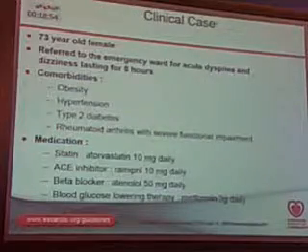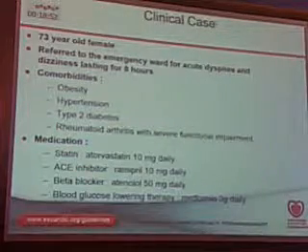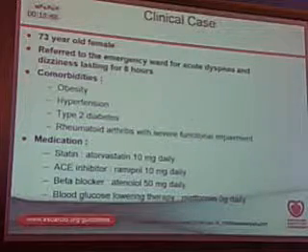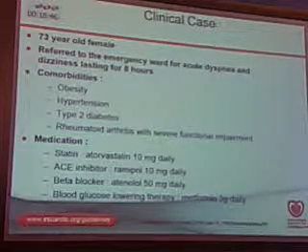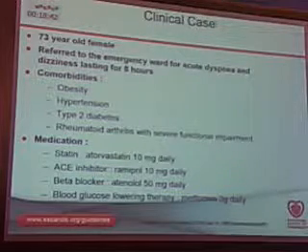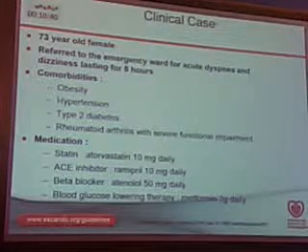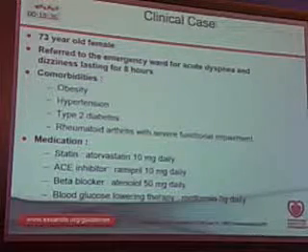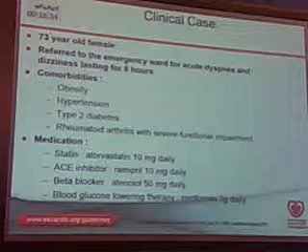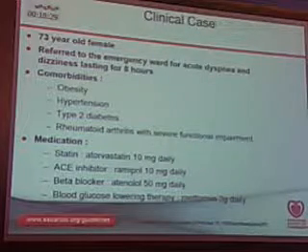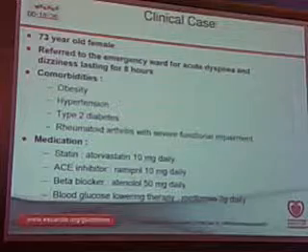fellows. So this is a typical case, a 73-year-old female. She's referred to the emergency room because she complained of acute dyspnea and dizziness lasting for the last 8 hours. Has comorbidities, she's obese, hypertensive, diabetic, type 2, with history of rheumatoid arthritis with severe functional impairment. She's on a statin, she's on an ACE inhibitor, beta blocker, and a blood glucose lowering therapy with metformin.